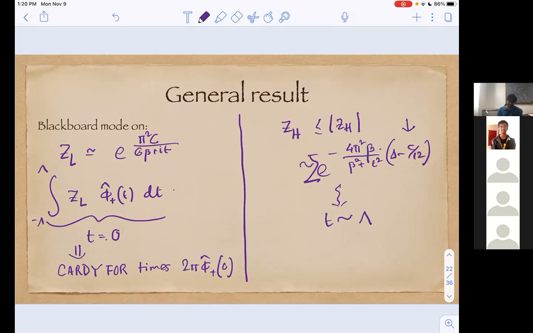So I can evaluate this integral, z H phi plus hat t dt, by using the fact that it is dominated by t of order lambda. Then I will find there is some leading growth, and all I want is that the contribution coming from the heavy states is suppressed compared to the contribution coming from the light states. And this requirement immediately tells us that lambda is less than or equal to 2 pi.